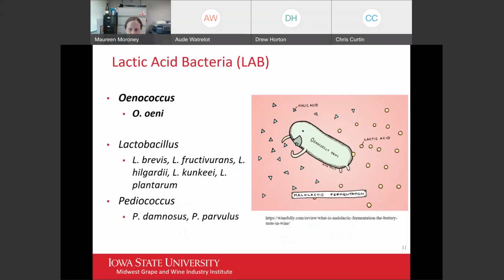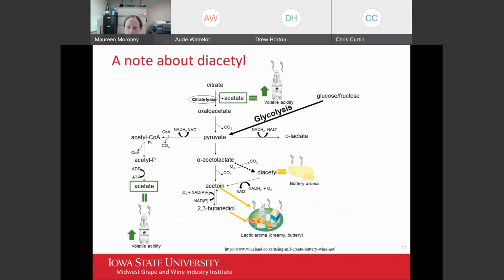Oenococcus oeni, which is our malolactic bacteria, is one species within a broader category of lactic acid bacteria. So other lactic acid bacteria, or sometimes you'll hear me say LAB, include species of Lactobacillus and Pediococcus.